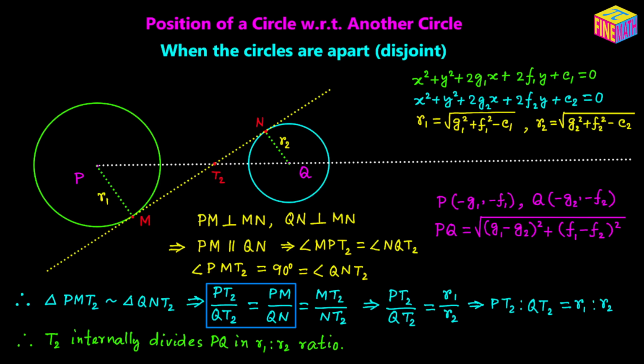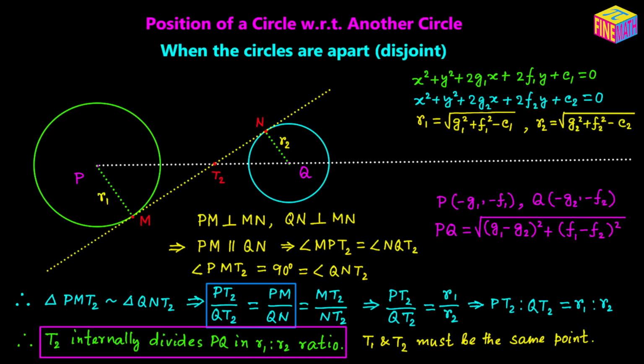So here again we see that we find another point, which is T₂, that also divides the PQ line segment internally in a ratio of R₁ is to R₂. And previously we found that there was another point, which is T₁, that also divided the same line segment, the PQ line segment, internally in the same ratio R₁ is to R₂. So now we are talking about two points, T₁ and T₂, but they both divide the same line segment internally in the same ratio. That means both points have to be coincident. They cannot be two different points. They have to be the exact same point. So from here we can say that T₁ and T₂ are actually the same point.